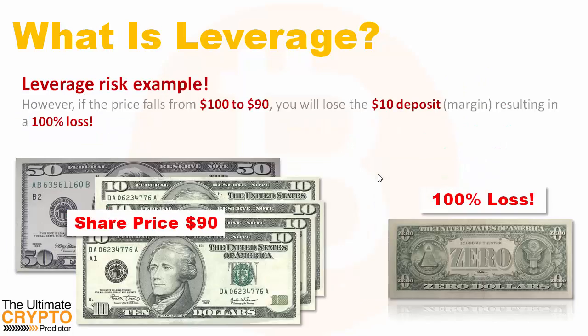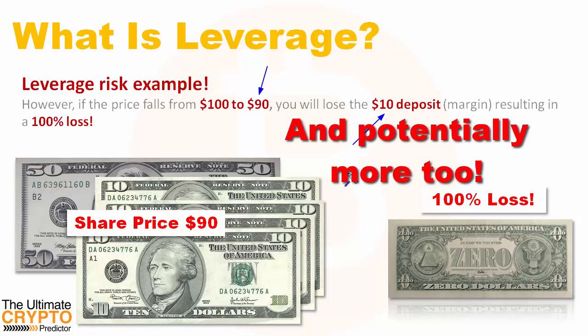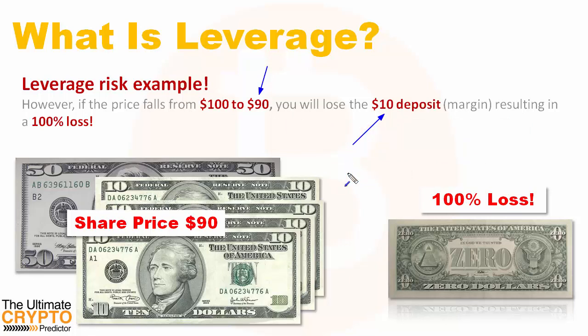But what happens if the price of this share drops down to $90? This means that we will lose our $10 deposit. So we're going to lose 100%. And this is the downside, if you like, of using leverage when you borrow the remainder to do the trade. So something you've got to keep in mind. It's a double-edged sword, but there are ways of using leverage and being able to mitigate this potential risk.